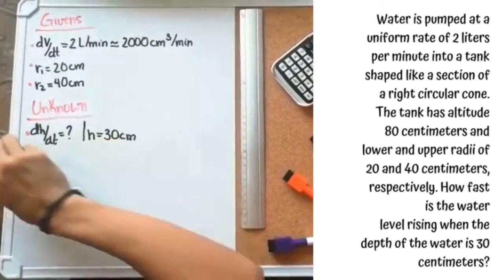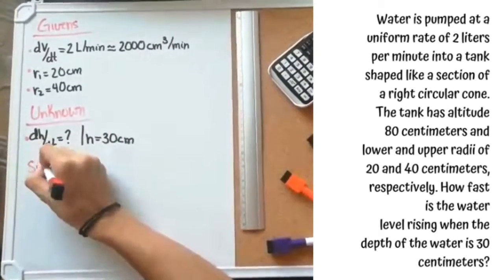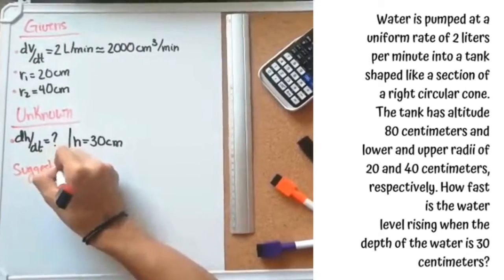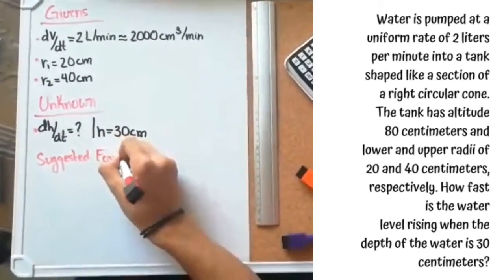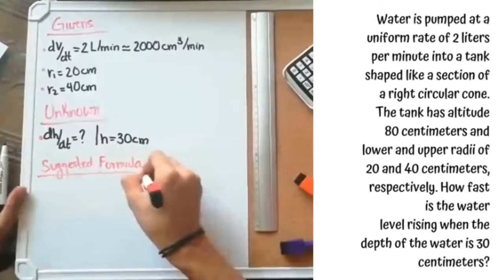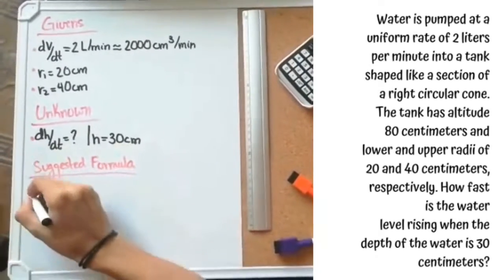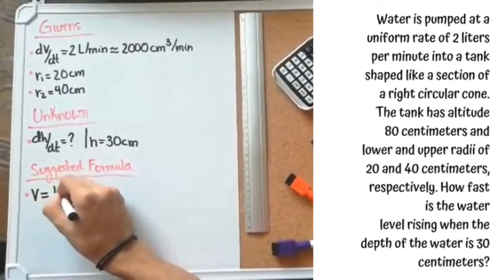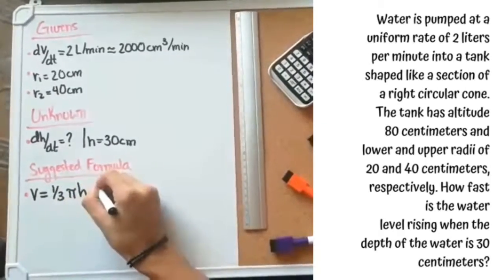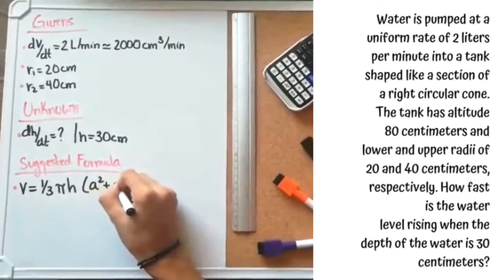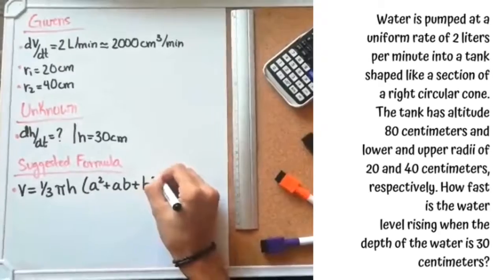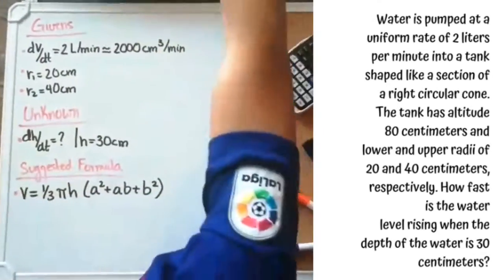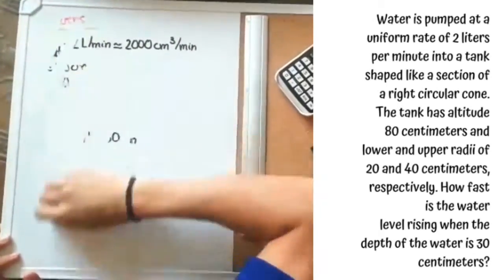So step number 3 is to find an equation or formula that relates all the variables. In this case, we use the volume of a frustum of a circular cone, that's equal to 1/3 pi h times a squared plus ab plus b squared. There are our givens, our unknown, and our formula.